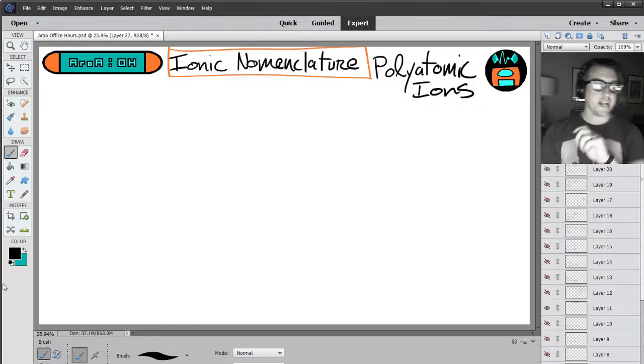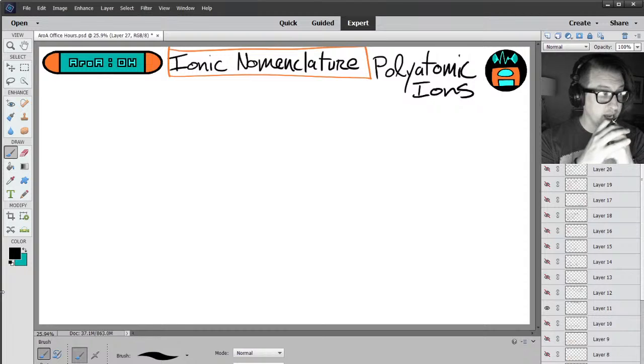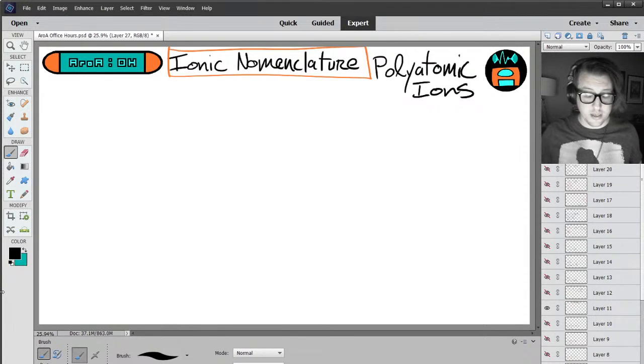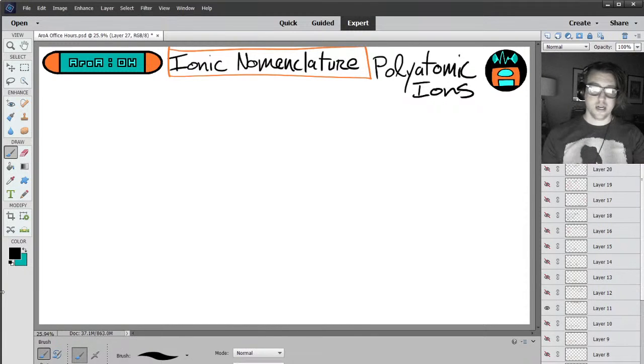Polyatomic ions are a special class of ion. Up to this moment in time, all of our ions have been monoatomic, meaning that every ion we've looked at has only had one atom present. So sodium has been +1, chloride has been -1. Polyatomic ions, simply put, are ions made up of more than one atom. That's why they're polyatomic. They are a group of atoms.